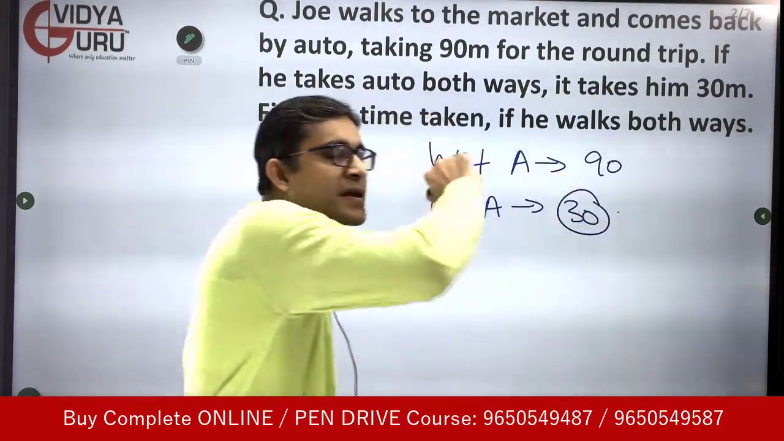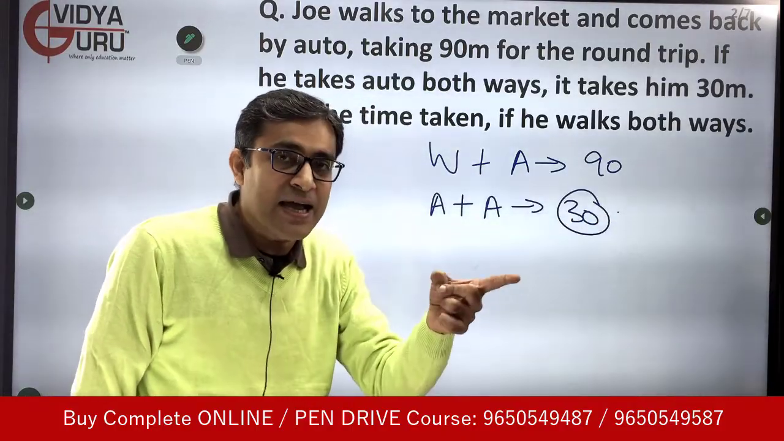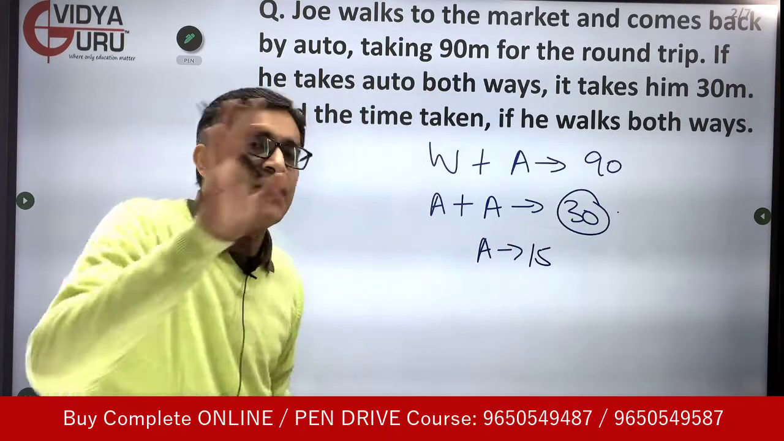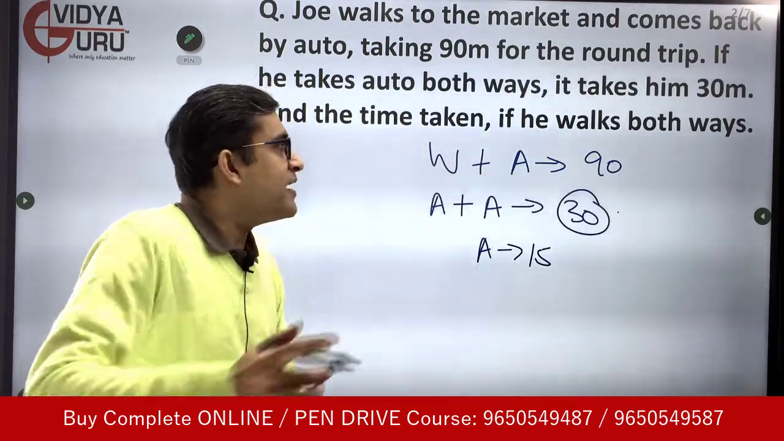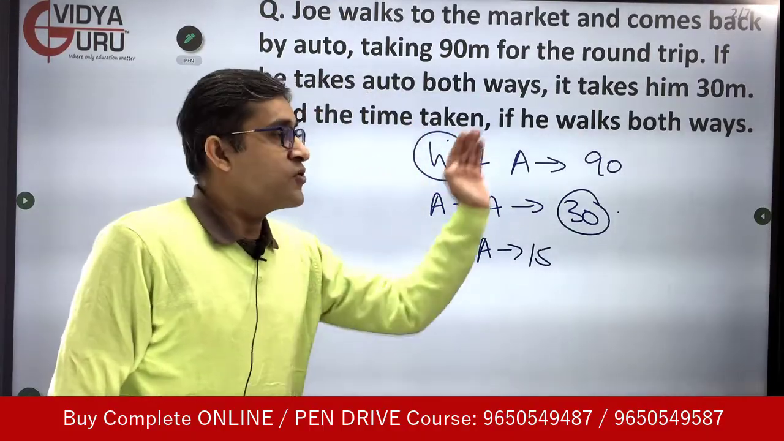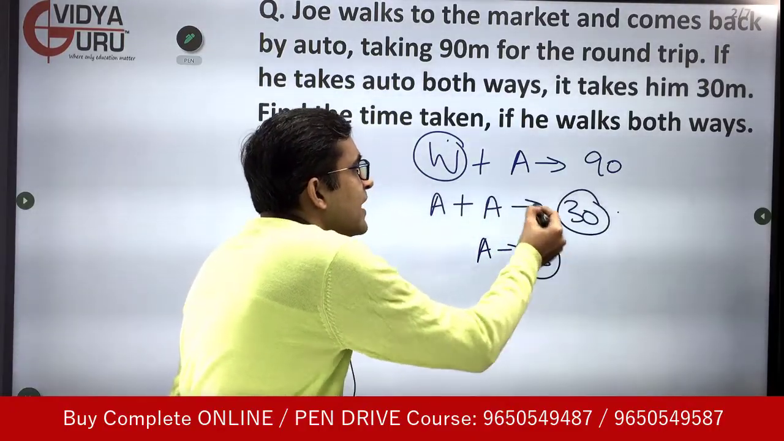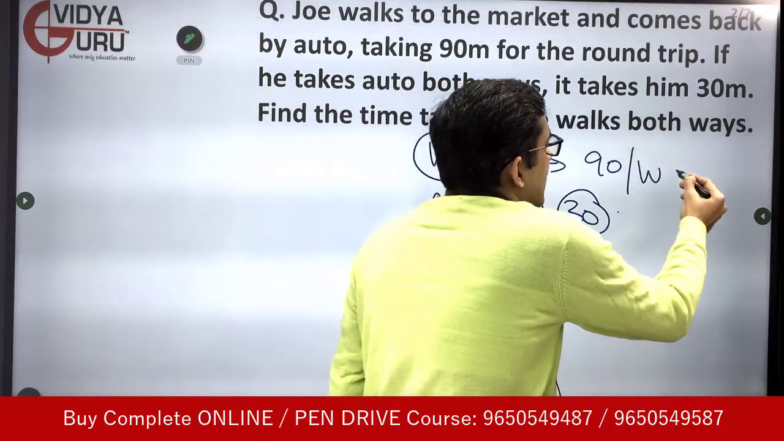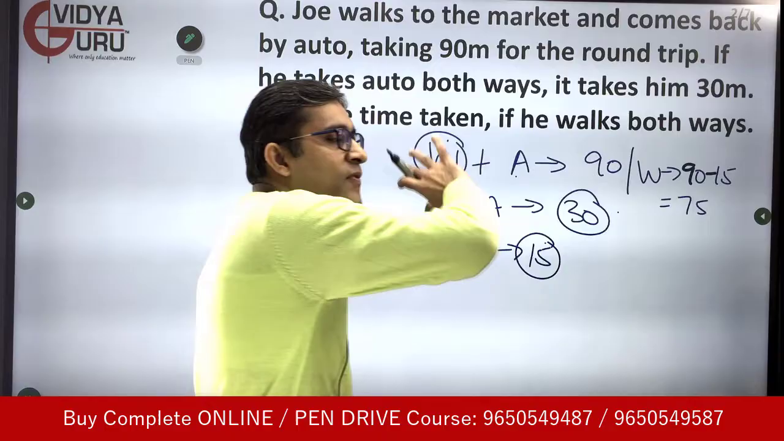So students, from this particular part, he's taking auto both ways. It takes him 30 minutes. That means one side it takes him 15 minutes. Now from here we can find out the time that he takes to walk to the market. Students, 15 will be subtracted. Auto takes 15 minutes. So the walk takes 90 minus 15. That means the walk takes 75 minutes.